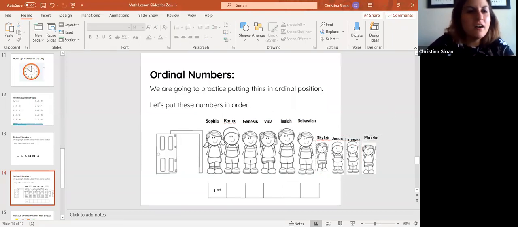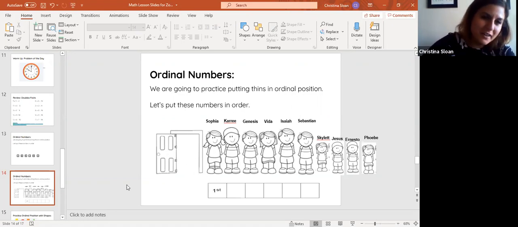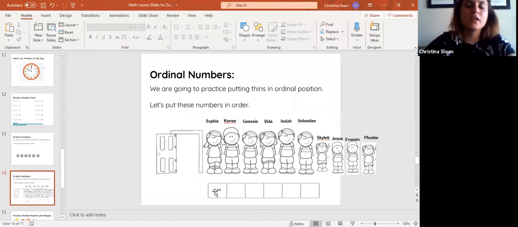Okay, so we're all in line order now, on our way to recess, and luckily the playground is right outside of my new classroom. So once we walk out this door right here, we're gonna be on the playground. But before we get on the playground, we have to get in our line order. So we have Sophia, Kari, Genesis, Vita, Isaiah, Sebastian, Skylette, Jesus, Ernesto, and Phoebe.